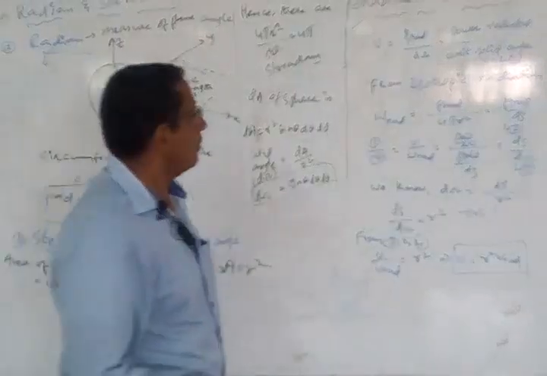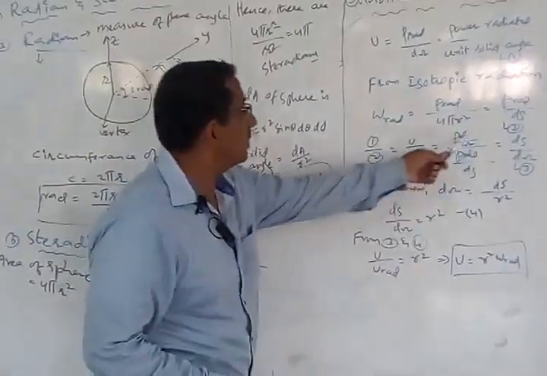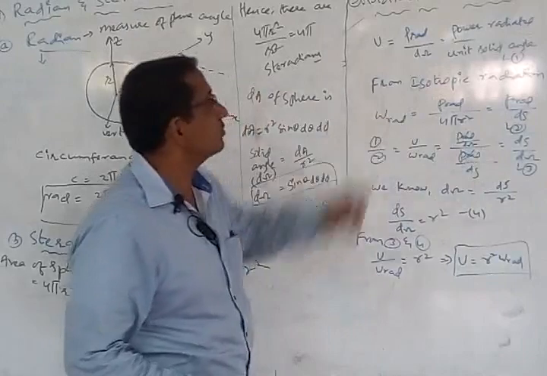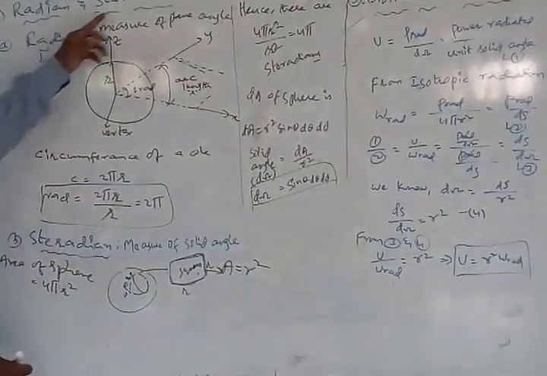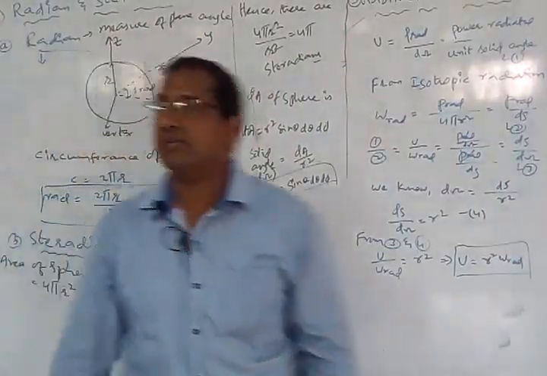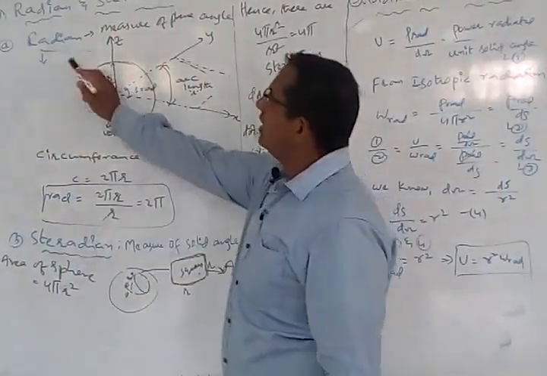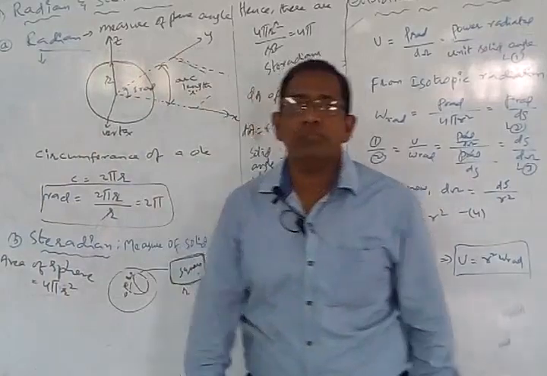Now we will go with the definition for this particular d omega. D omega is known as one solid angle. So we have two concepts here. One is going to be radian, the next one is going to be steradian. Radian and steradian. What is radian? Radian is basically a measure of the plane angle.